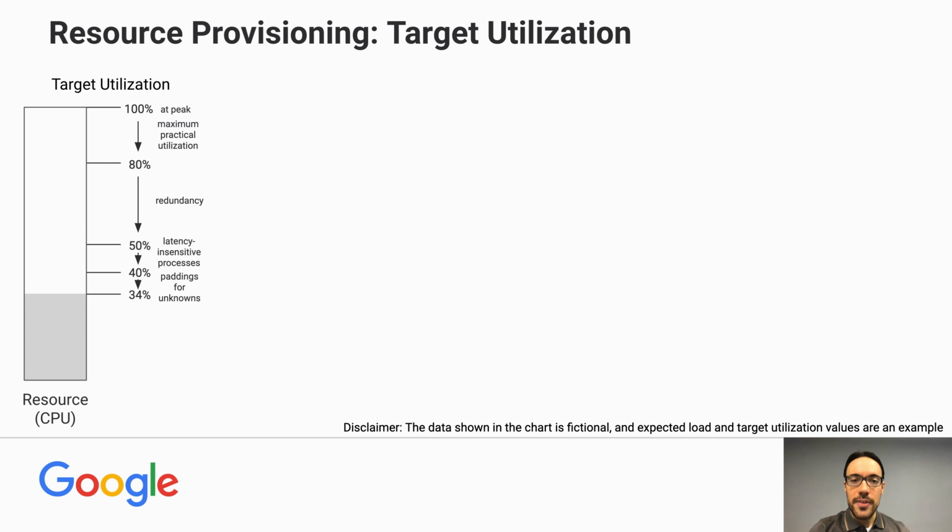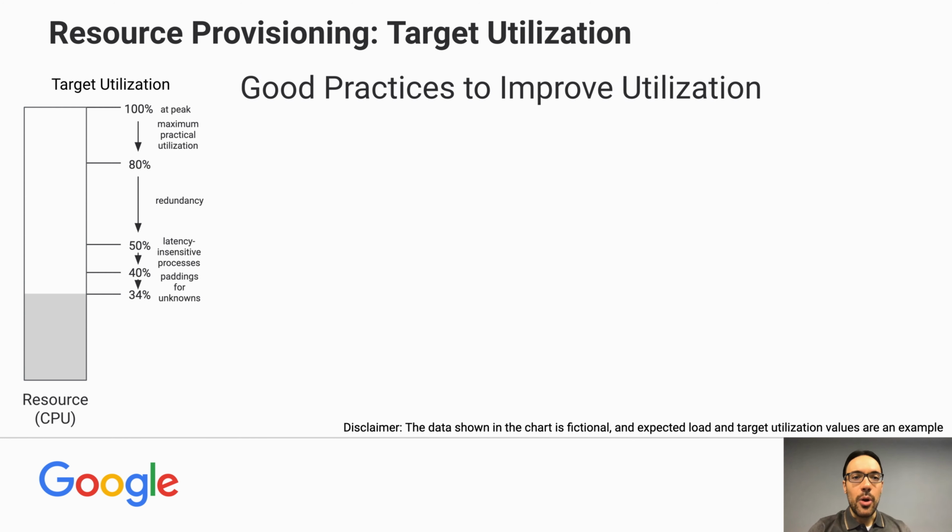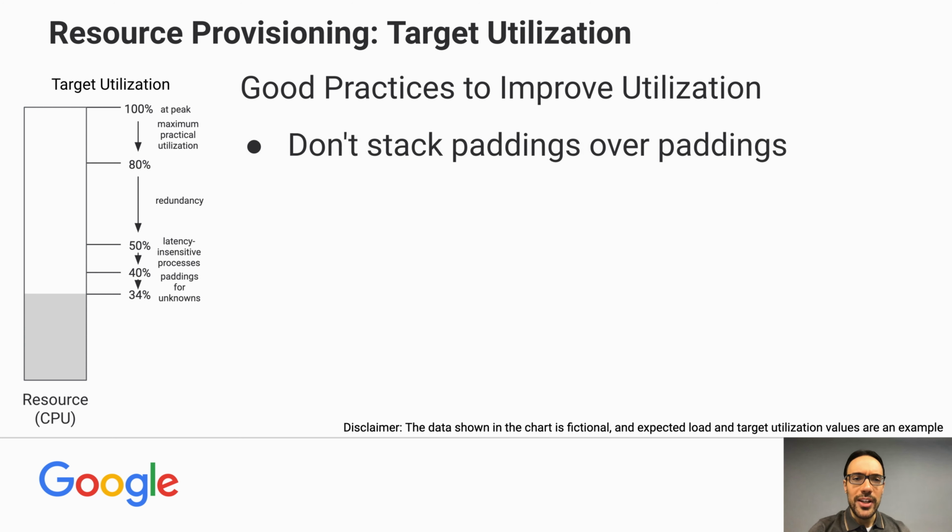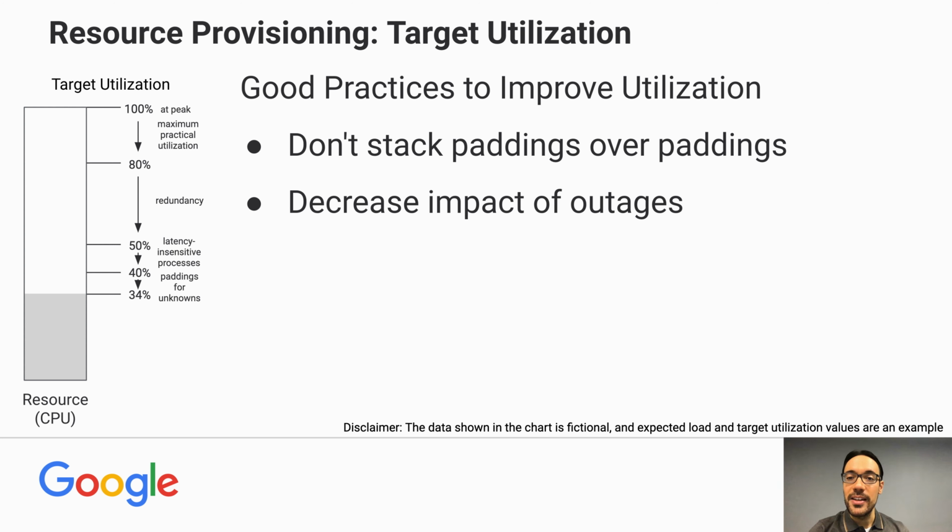The numbers in the slide are fictional, but the target utilization can be as low as 33%, only taking into account N+2 redundancy if a service runs in only 3 replicas. The following are good practices to improve utilization and therefore the efficiency of a service. Paddings should be evaluated holistically in order to avoid stacking paddings over paddings. It is possible to prepare the service so that outages have a low impact when it runs out of padding.